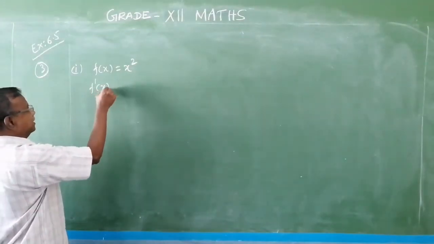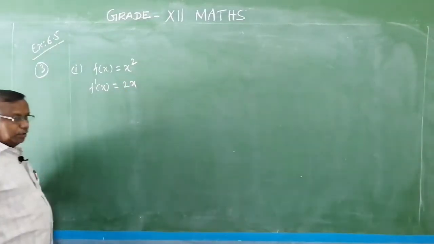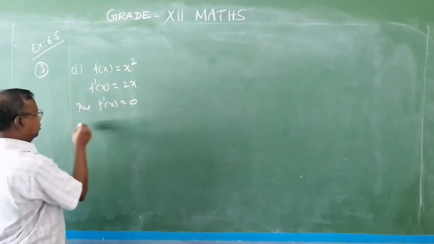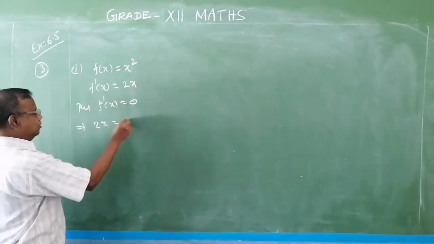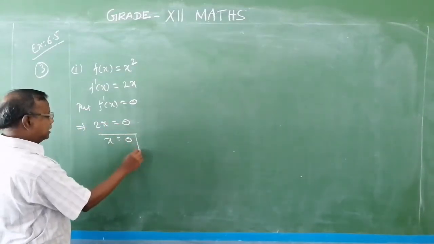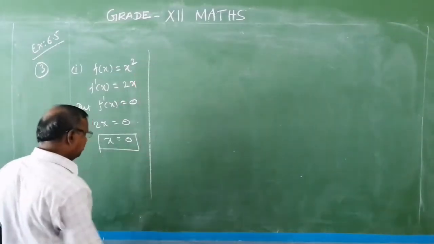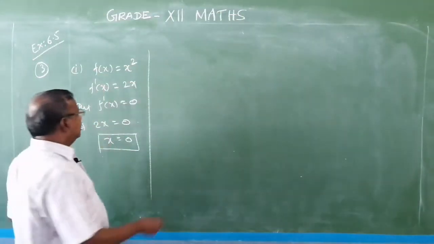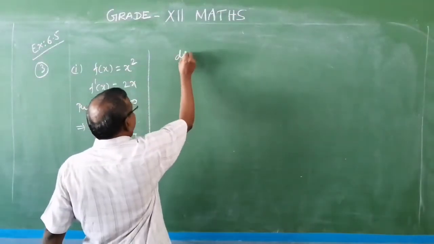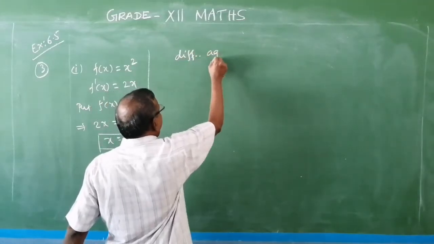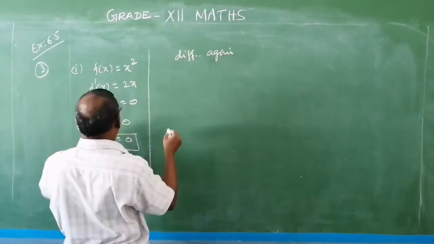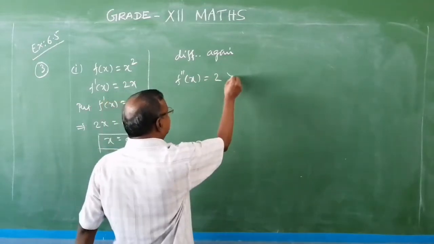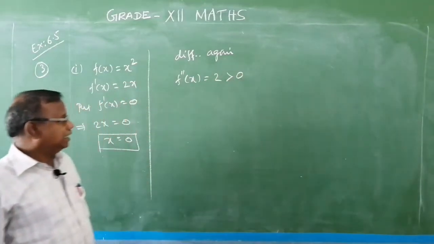Now, f dash of x equals 2x. Put f dash of x equal to 0, so that 2x equals 0, or x equals 0. So, x equals 0 is a critical number. The only critical number we obtained here is x equals 0. Now, differentiating again, we have the second derivative f double dash of x equals 2, which is a positive quantity. That means 2 is greater than 0.